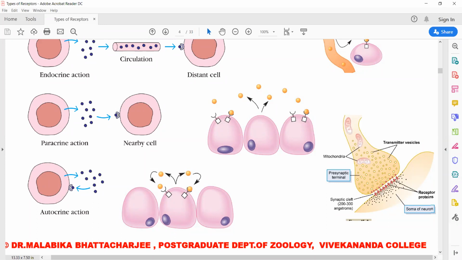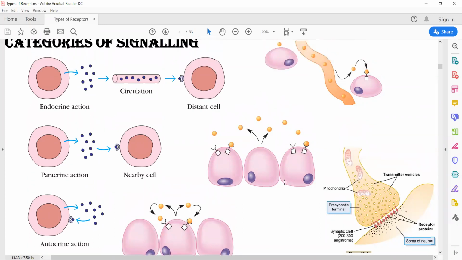Now coming to another important category of signaling, the endocrine. We have all studied the endocrine system, and you are all aware that during endocrine signaling, the stimulus is usually a hormone that is released from one cell to enter the bloodstream, to be carried around the body, to act on cells expressing the appropriate receptors.